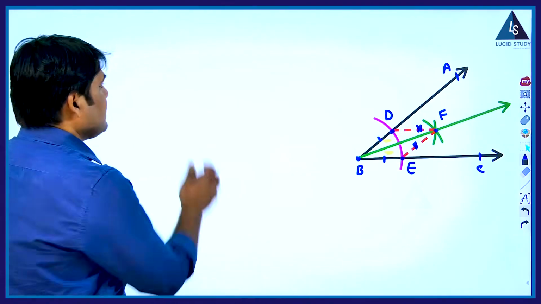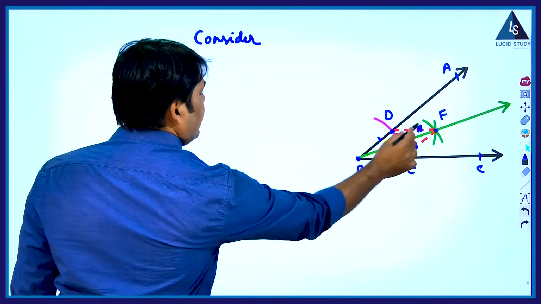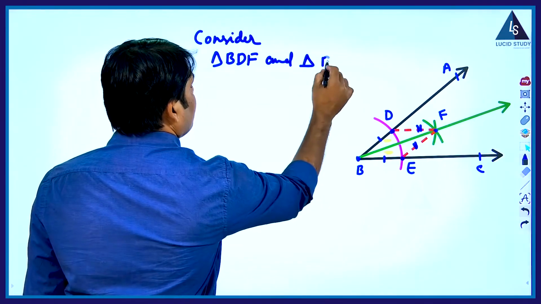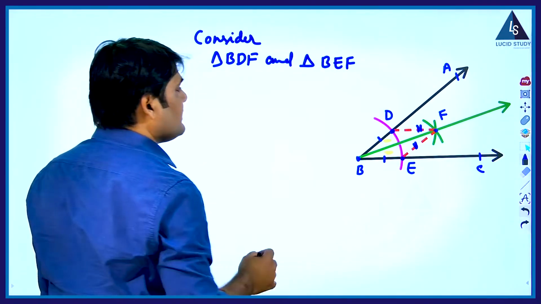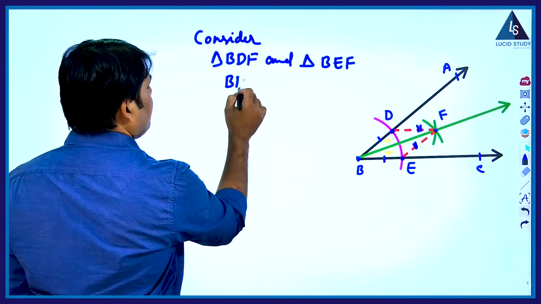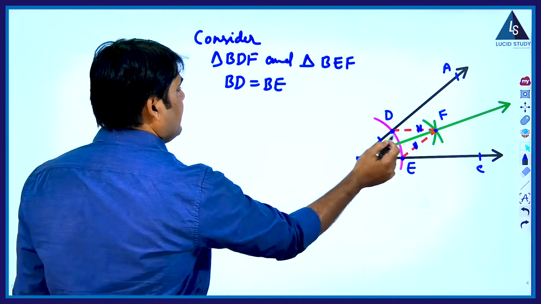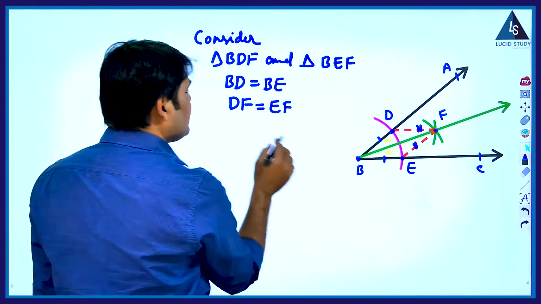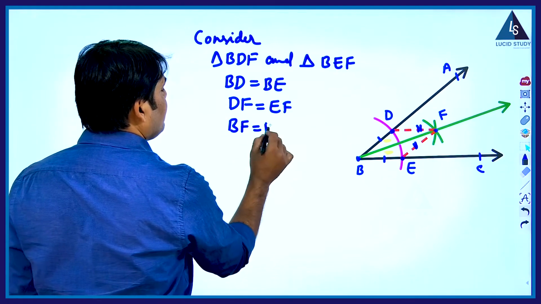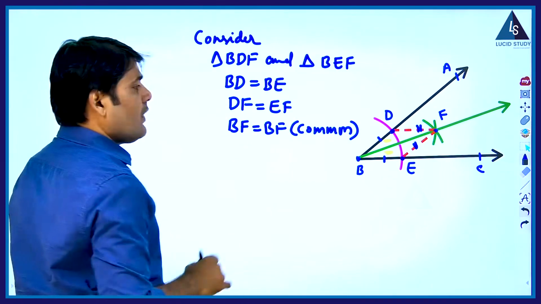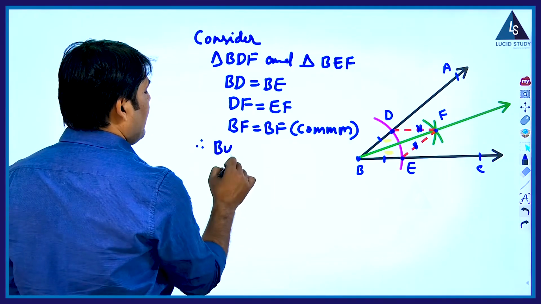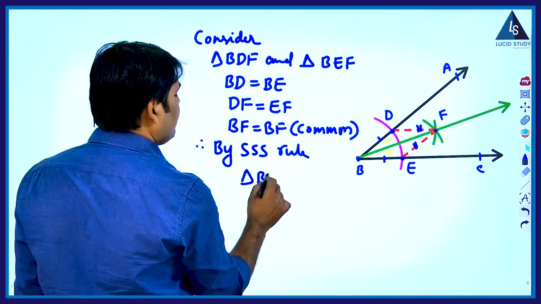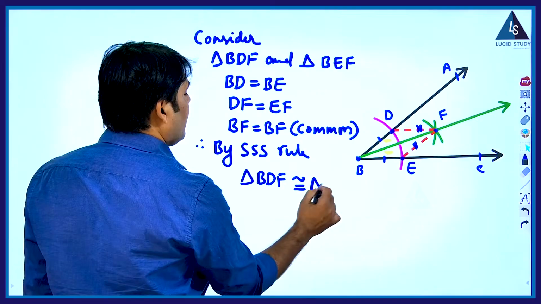So consider which two triangles? Triangle BDF and triangle BEF. So these two triangles I have considered. In these two, BD is equal to BE. Next, DF is equal to EF. And see, BF is common side, right? BF is equal to BF, that is common. So common side. Therefore, which rule? All three sides are equal. So by SSS rule, triangle BDF is congruent to triangle BEF.